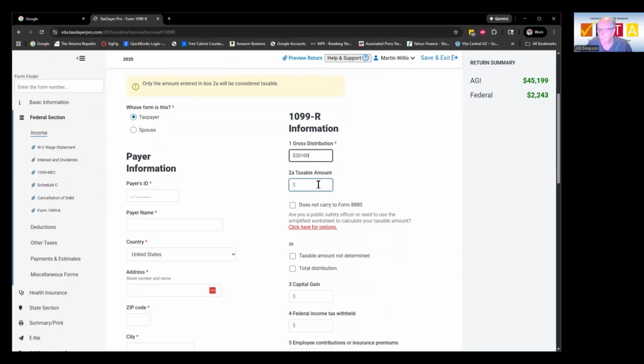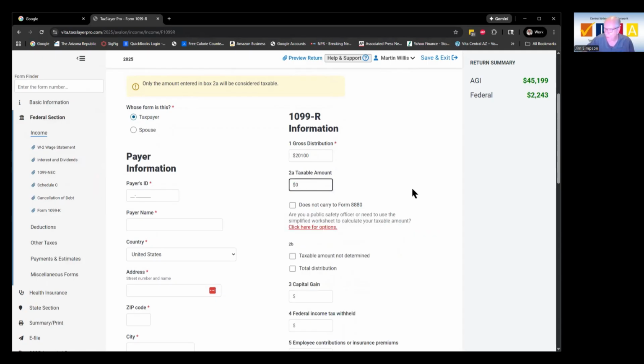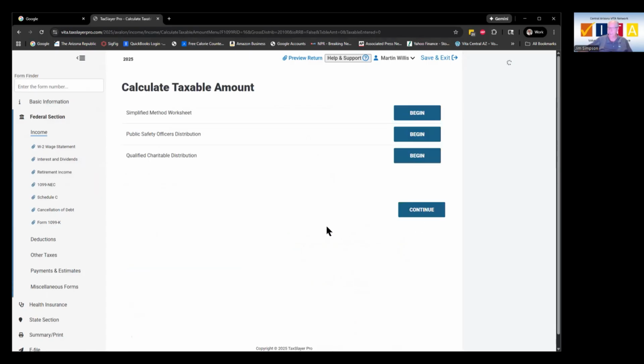I'm going to put in here 20,100. Remember, when I click on there, see, I warned you, it populates that automatically. Then in ours, it was 0. But now I can say here, do you need to use the simplified worksheet to calculate your taxable income? So I'm going to say yes, click here, okay? And we're always going to use the simplified method worksheet.